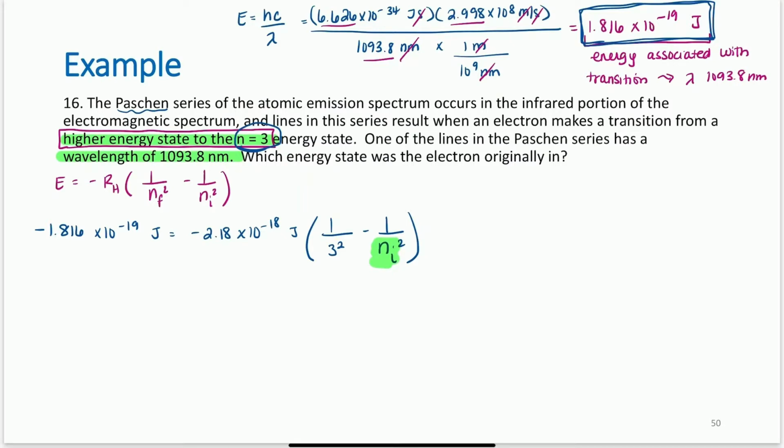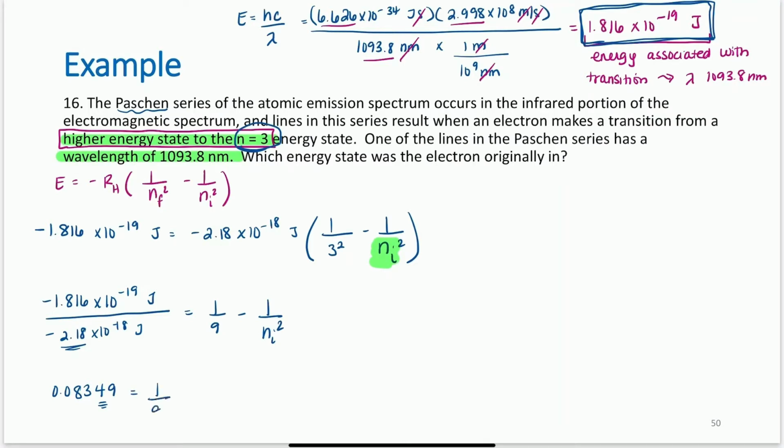I'm going to simplify this a little bit. Negative 1.816 times 10 to the negative 19 joules divided by negative 2.18 times 10 to the negative 18 joules equals 1/9 minus 1 over n initial squared. This is the same as 0.08349. I'm going to underline the 4 here because that's where my sig figs are. In the end, they're not going to matter much because I'm solving for a single number, but I do have 3 sig figs here. And this equals, again, 1 over 9 minus 1 over n initial squared.